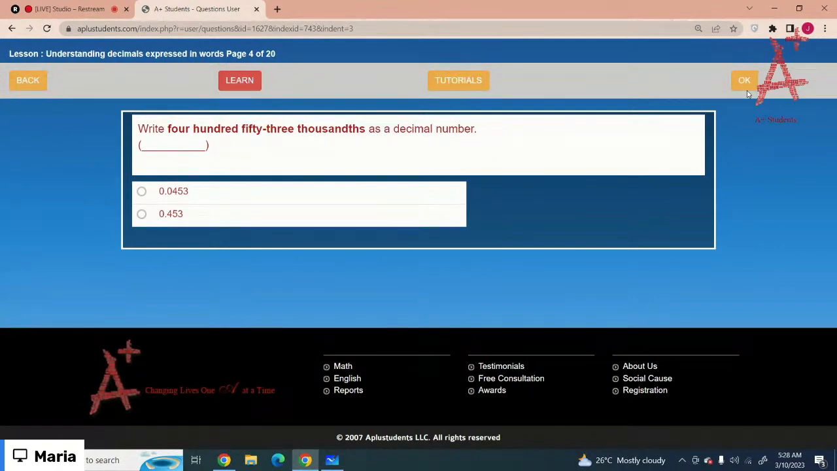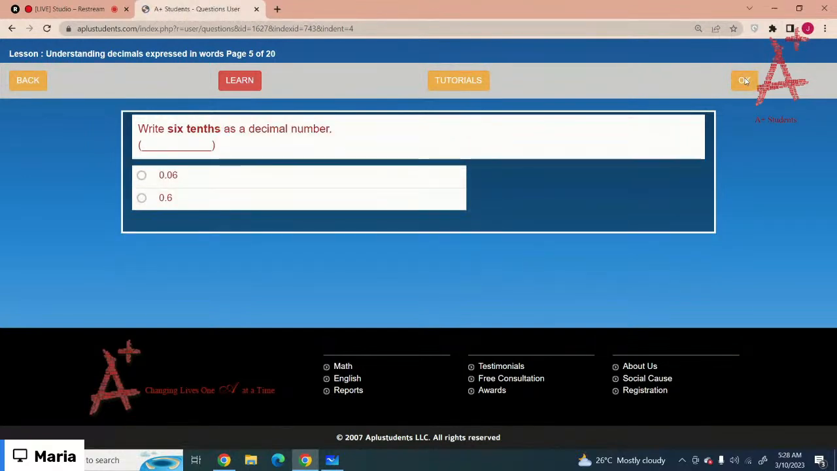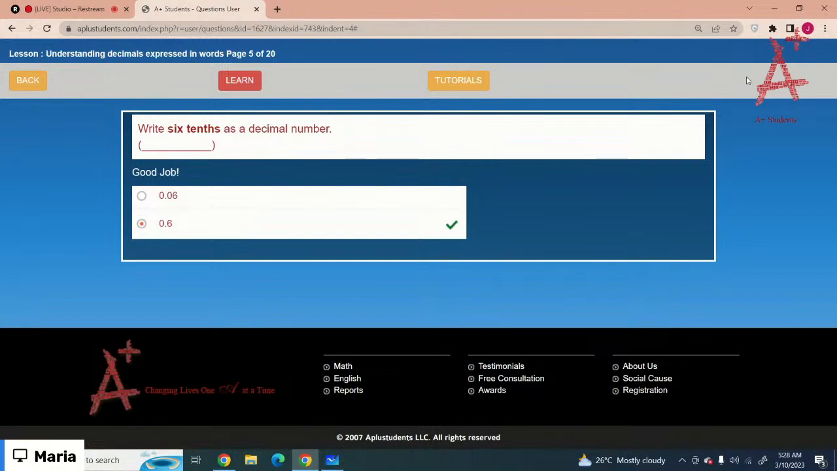That is 0.453. Got it? 453,000, so it is 0.453. Okay, the next one is write 6 tenth as a decimal number, which is the correct option. 6 tenth is 0.6. Got it? Just add the tenth digit, that would be 6. It is 0.6.